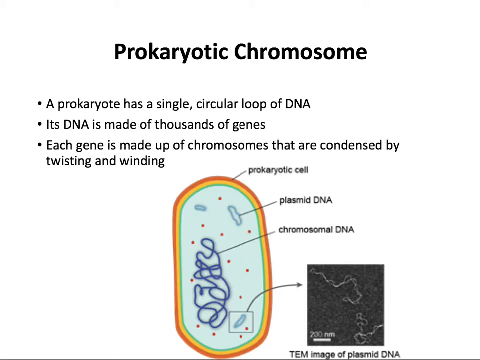So bacteria first and prokaryotic cells first. So prokaryotes have a simple structure. They have a single circular chromosome instead of having many chromosomes. It's not in a nucleus. It's in the nucleoid region of the cell, but it's kind of just hanging out in the cytoplasm.